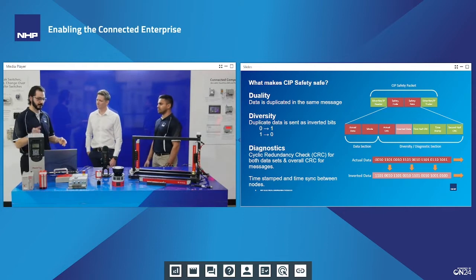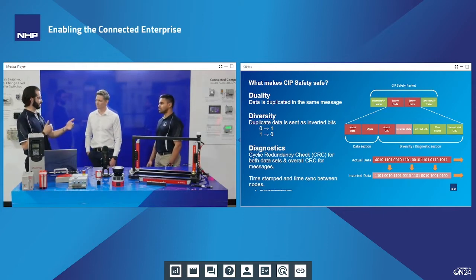Well, what it means is that the data that gets transmitted in that CIP Safety packet is duplicated. So if one half of the packet is malformed or doesn't make it in, there's the second half.